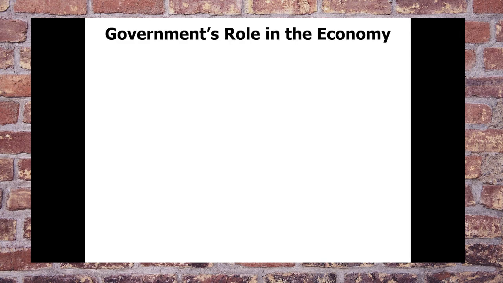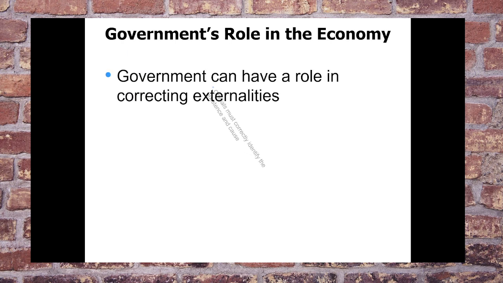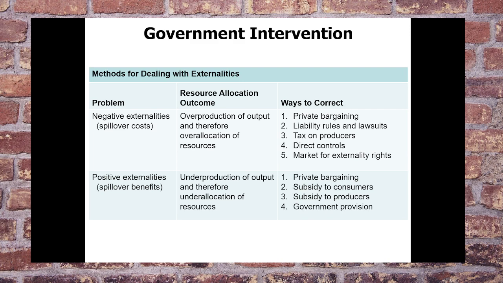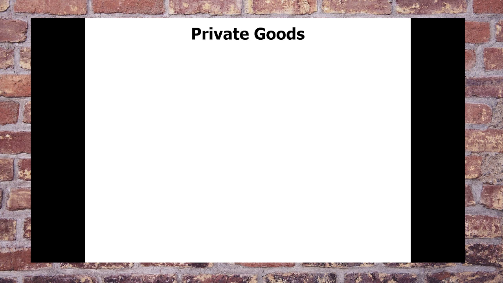All right, government can have a role in correcting externalities, but the important thing is officials must be able to identify the existence and then the cause, right? Which is not always so easy. So here's a quick little chart if you want. Again, number 3 on the top and number 2 on the bottom is really all we're going to be focused on. All right, next topic we want to talk about is private goods.